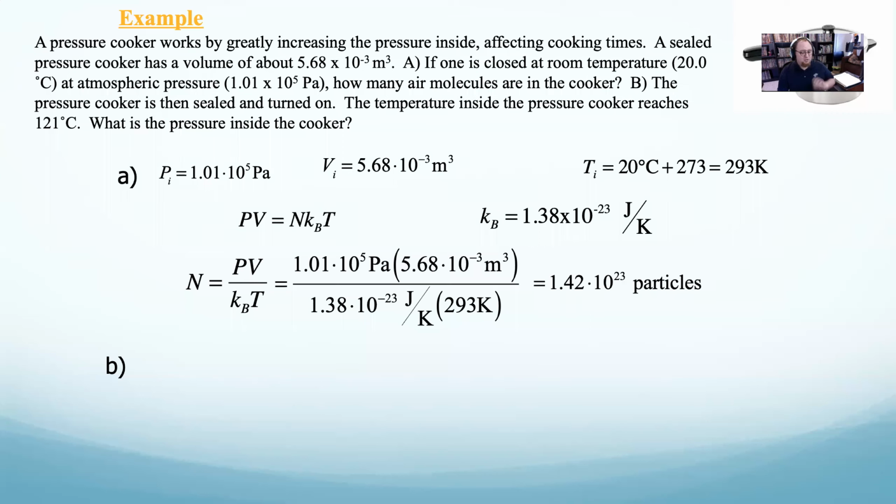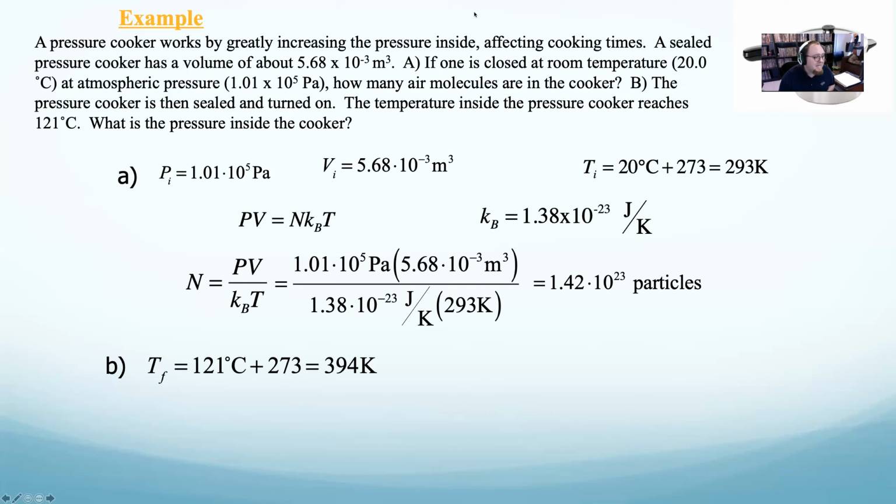Okay, let's say someone's actually using this pressure cooker though. They seal it and turn it on. See, that pressure cooker, which once again, I just found on Amazon, it's good up to a temperature of 121 degrees Celsius. If this thing hits 121 degrees Celsius, what's the pressure become? Well, 121 degrees Celsius, that's 394 Kelvin. Because once again, I just add 273 to convert.